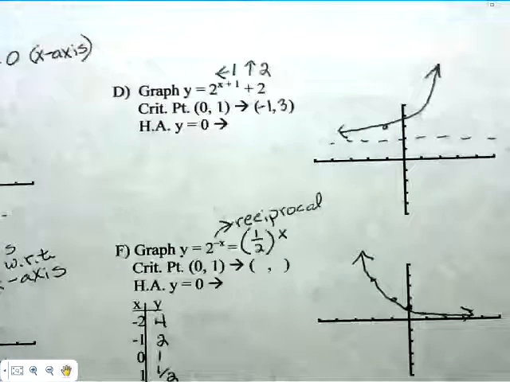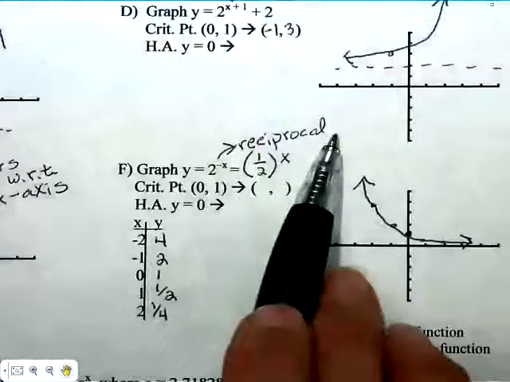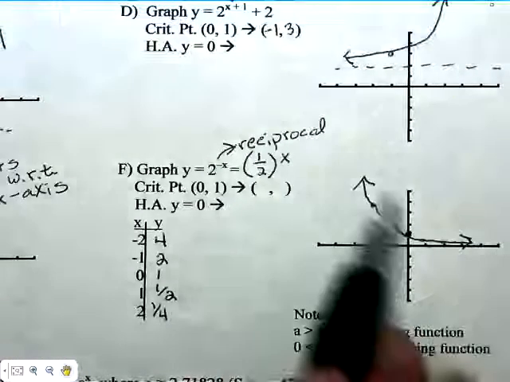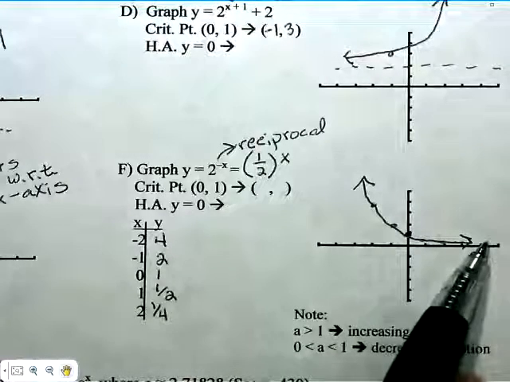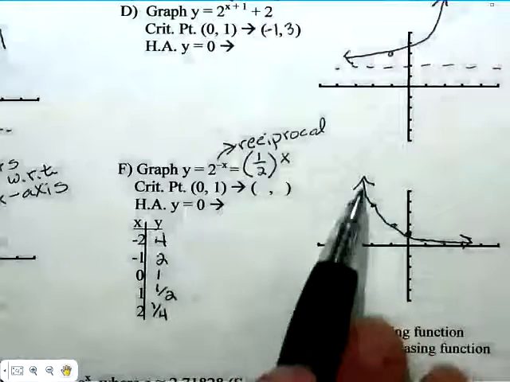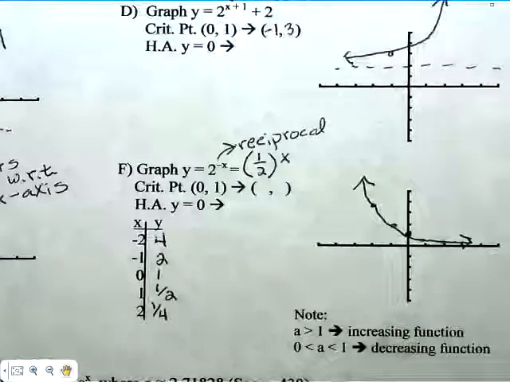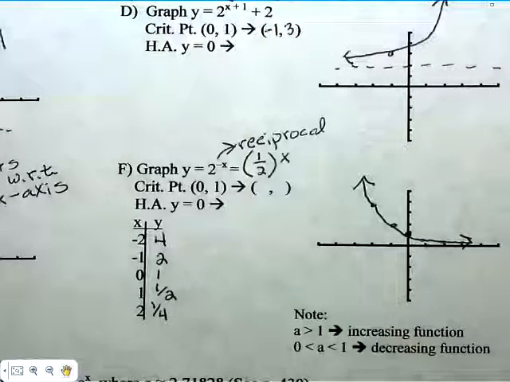But if you have a base between 0 and 1, like 1/2, then the graph is decreasing. It's getting lower from left to right. It still approaches the x-axis. Y's are never going to be negative, but it is getting smaller as x's get bigger. All right. Any questions so far?